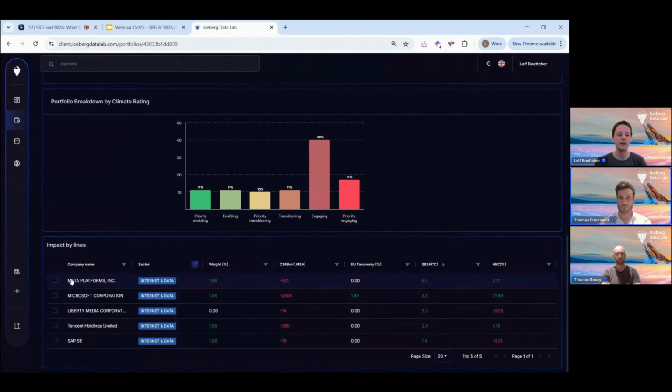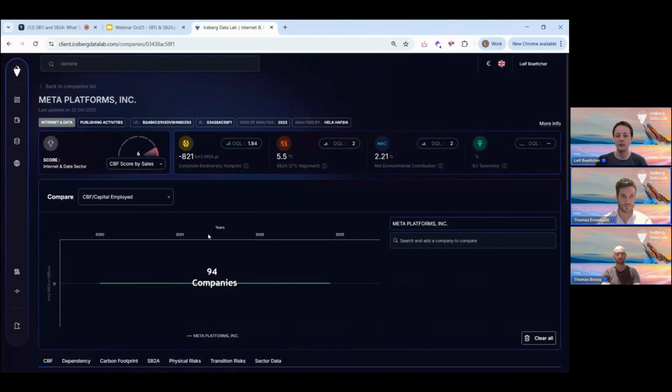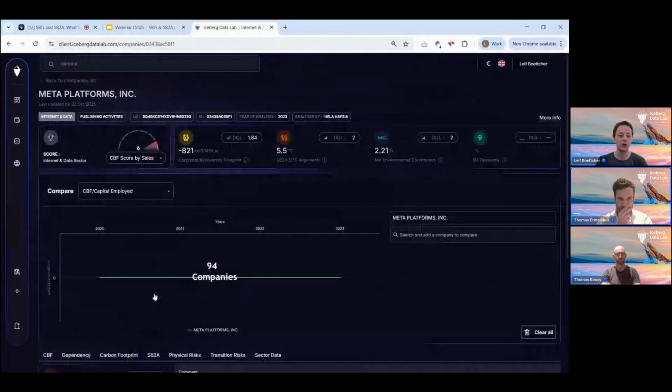So we can see here that Meta Platforms, for example, have a very elevated value of 5.5. So that's close to the maximum. And now we want to go and see why that possibly is. So in the very beginning, you see a CBF, that's a biodiversity indicator, because as we said, that's one of our main flagship products.